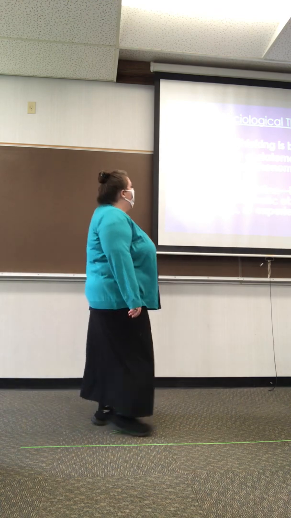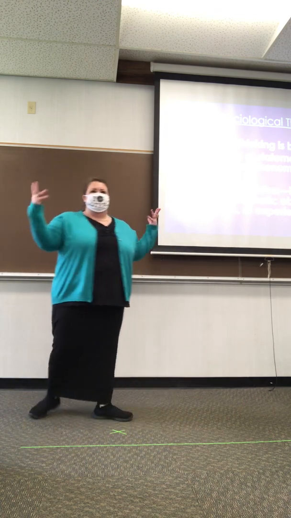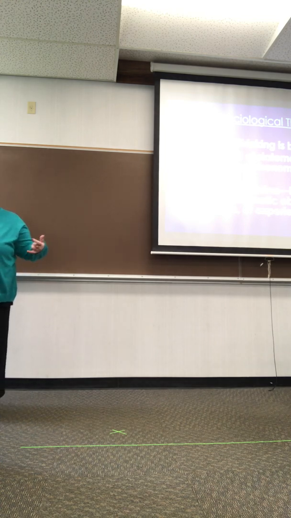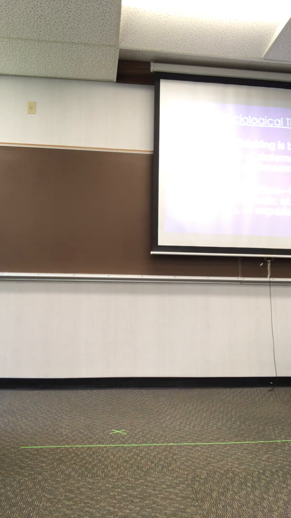So anyway, empirical information is basically scientific. And that's one of the main things we need to know, that sociology is scientific, okay? It's not opinions, it's not made up. There's your definition for theory. There's the definition for empirical information.